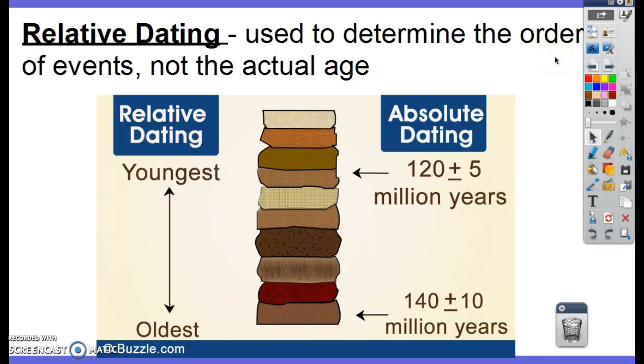So you'll need this definition in your notes. Relative dating is used to determine the order of events. So not the actual age of something, but the order of events that something happened in.